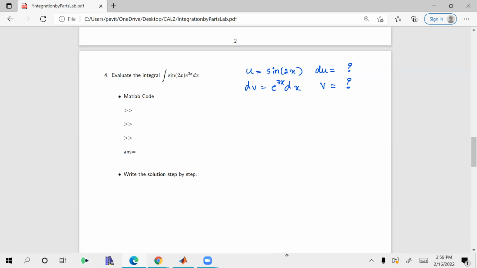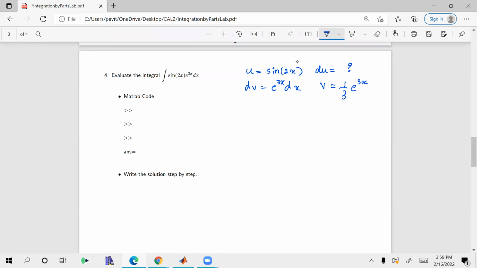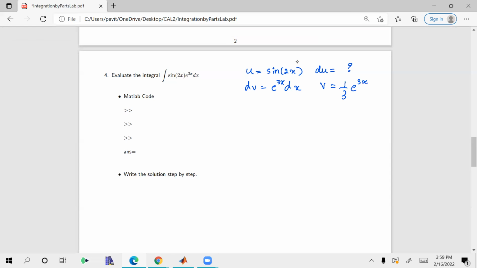You get du when you find the derivative of sine of 2x. You get v when you integrate dv. Okay, that's for v, I got the answer from Hannah. Thank you. So when you integrate dv, you get 1 over 3 e to the power of 3x. What about this du? Yes, that's right, Joseph. When you find the derivative of sine 2x, you get 2 cos of 2x.